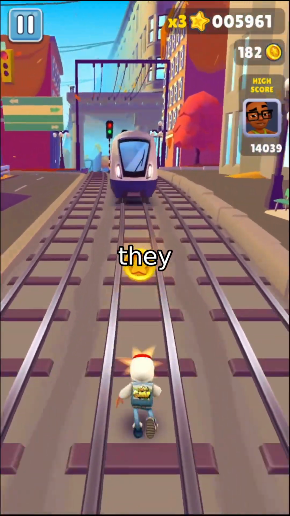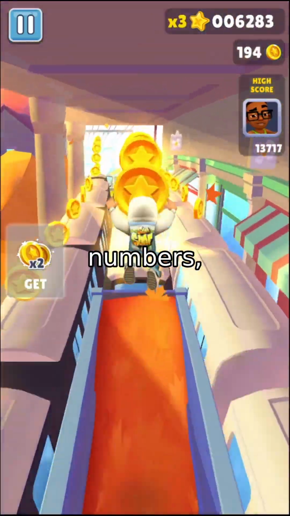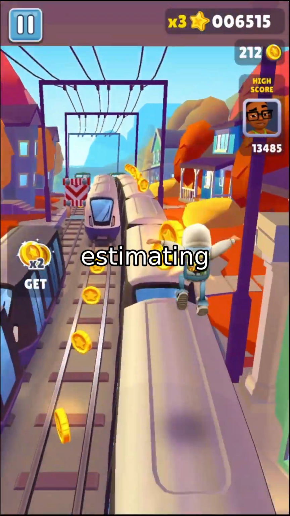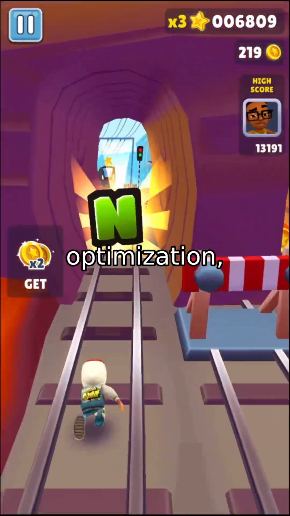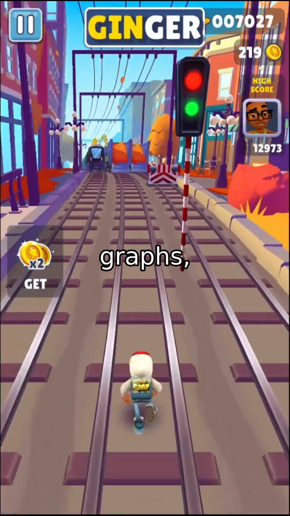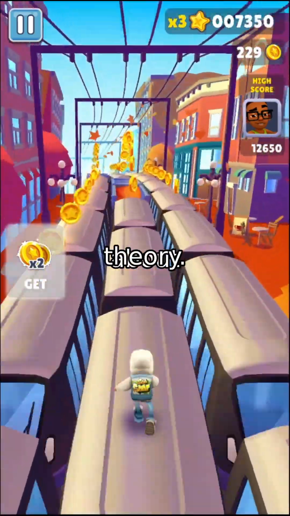To handle the math, they used a clever trick called the Hutchinson trace estimator. Instead of crunching impossible numbers, they sampled randomly, like estimating a mountain's weight by weighing a few rocks. Then they fine-tuned the model using Lasso optimization, which prefers simpler, cleaner graphs, like editing a messy photo to highlight the main subject. But this isn't just about theory.